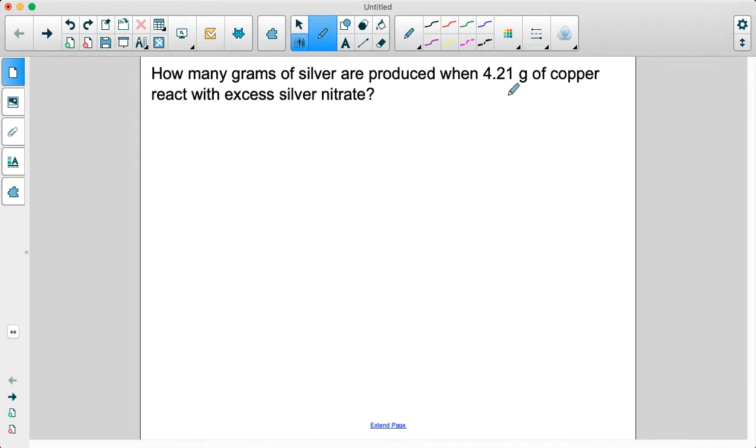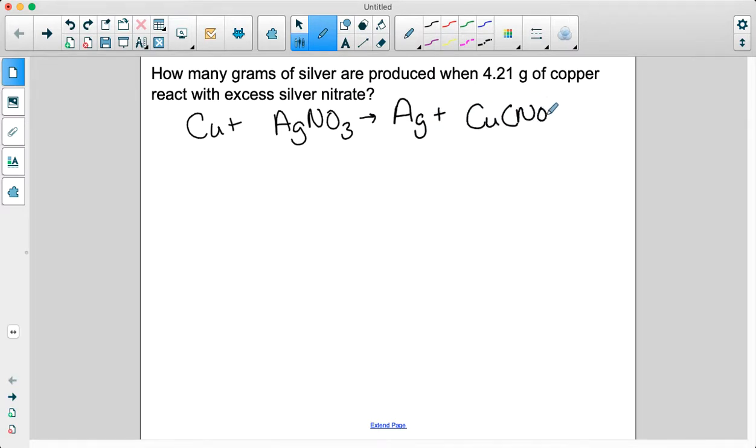We've got copper as a reactant with silver nitrate. This is a single replacement, and since copper is a metal, it's going to switch with silver. So we'll get silver by itself plus Cu(NO3)2.